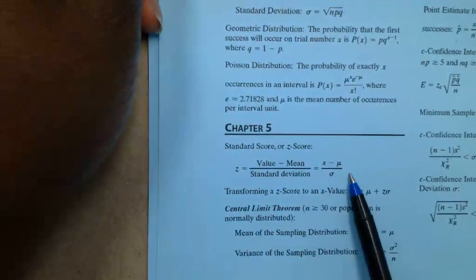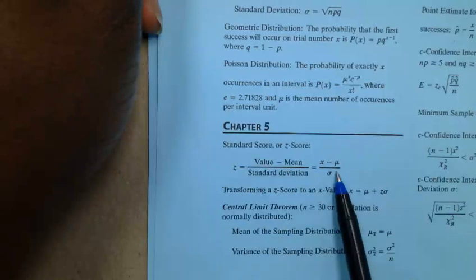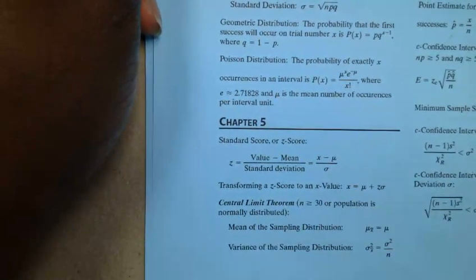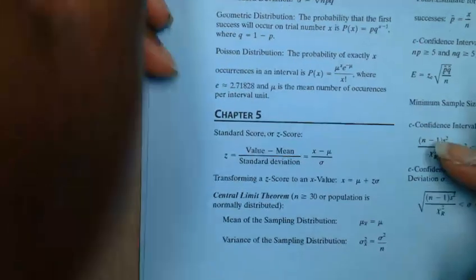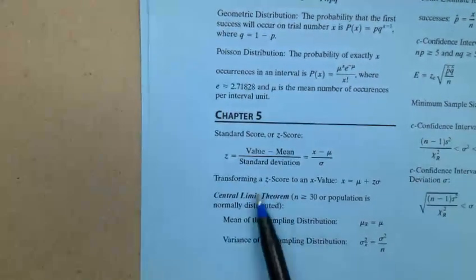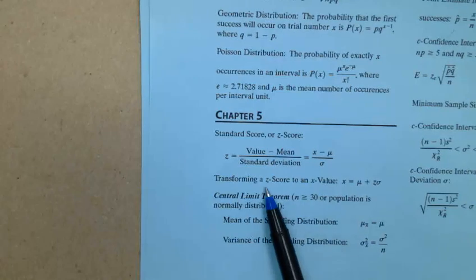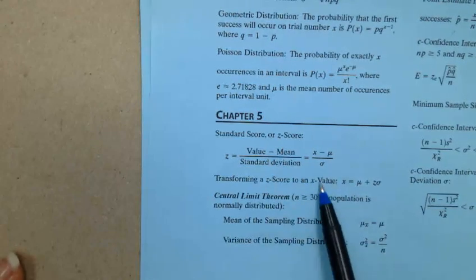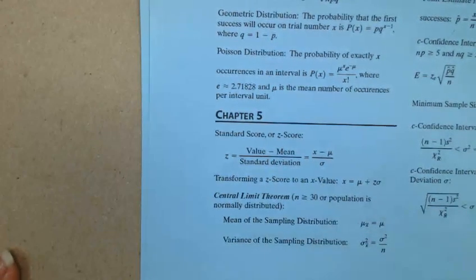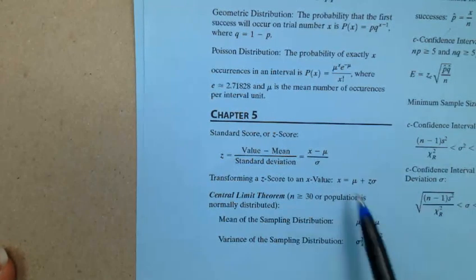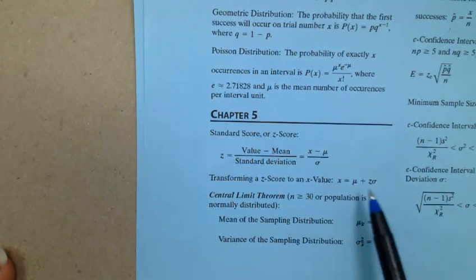We go back to Z in chapter 5. Calculate what Z is. Turning a Z score to an X value, because remember, all data is original data. You can convert it to a Z score to make the language the same for everyone. So if you're given a Z value, you can figure out what the original X value is. So if you convert a test score to a Z score, you can convert it back to a test score by using this formula. All right.